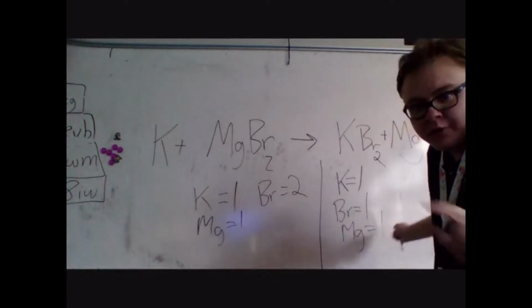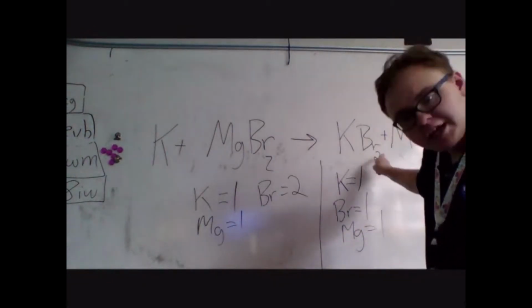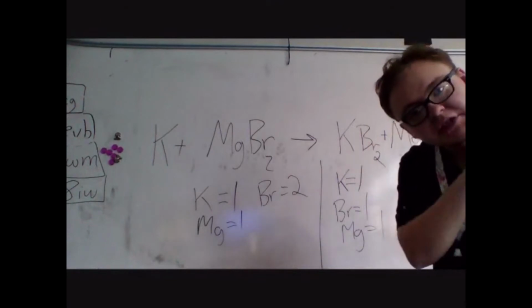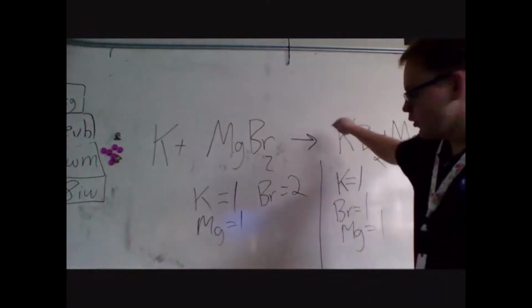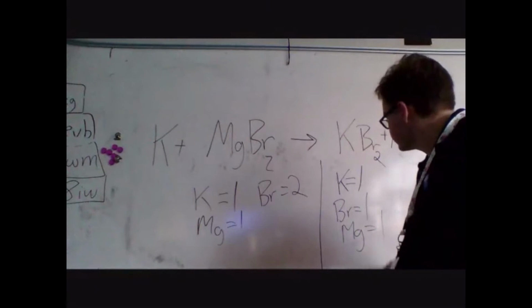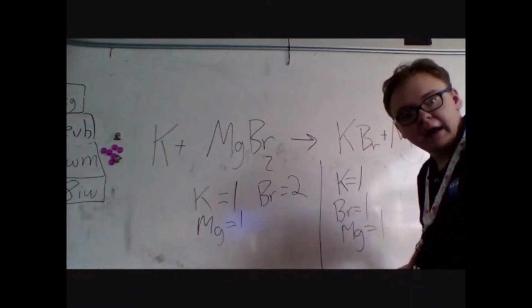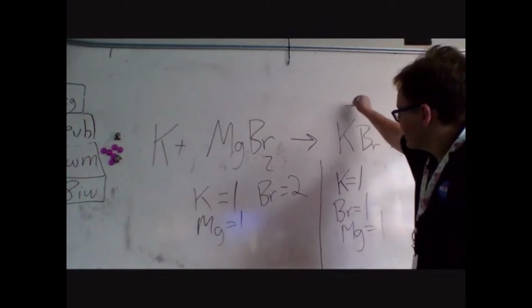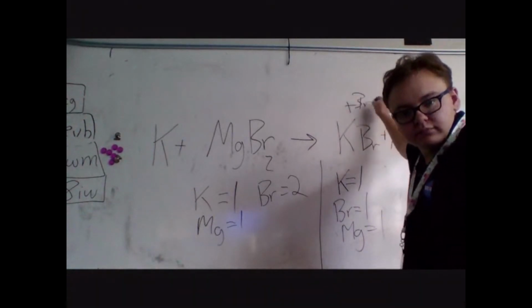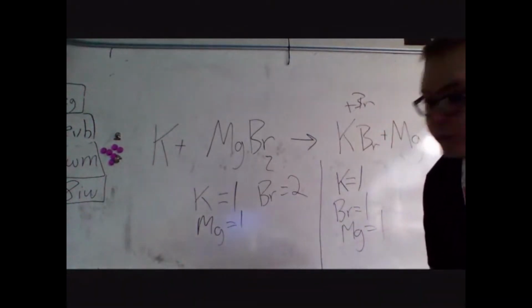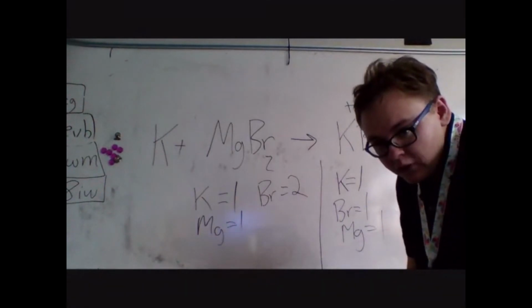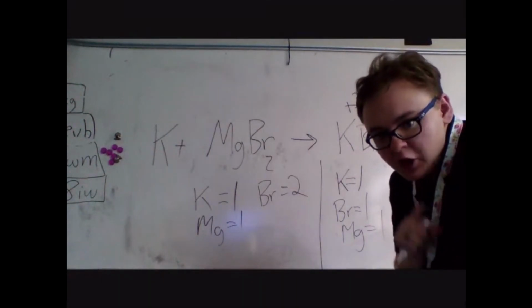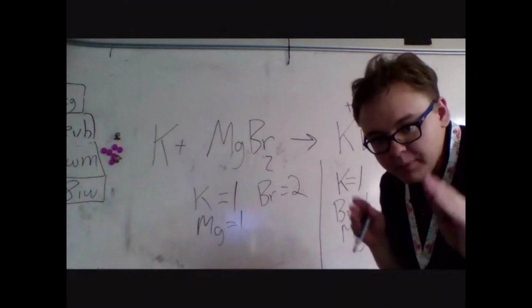Seems alright, right? Wrong. You cannot change the small numbers. You can never change the small numbers. You can only change big numbers. So we can't do that. Some people might also say, well, let's just add a bromine in here. Now we've got 2. We can't do that either. We can only change coefficients, big numbers.